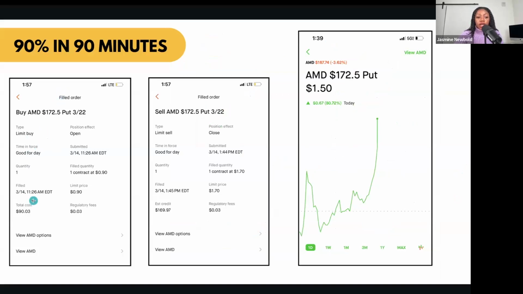This is my order contract. Filled it at 11:23 a.m., $90. 3 cents is the regulatory fees. That's how much Robinhood charges to use their service, basically. So you pay 3 cents in, they take 3 cents when you get out as well. Sold it for $170. This is just showing when it was at $150. They took the 3 cents, so I got back $169.97.